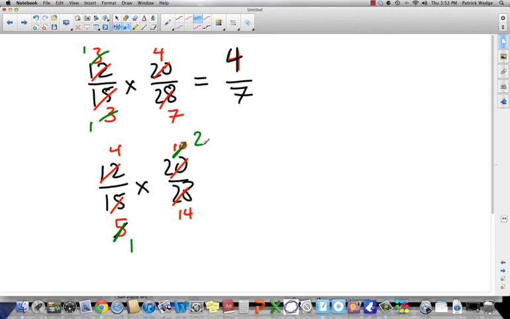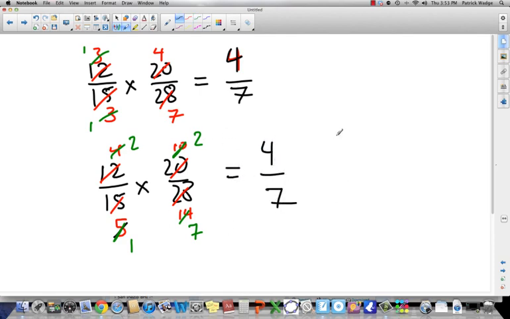Now what do you want to simplify? How about we could do 4 and 14, or we could do 2 and 14. Which one? Doesn't matter. How about 4 and 14? Divide them both by 2. 4 divided by 2 is 2. 14 divided by 2 is 7. Nothing else you can do. You cannot simplify this 2 and 2 because they're both numerators. We're ready to get our answer. 2 times 2 is 4. 1 times 7 is 7.